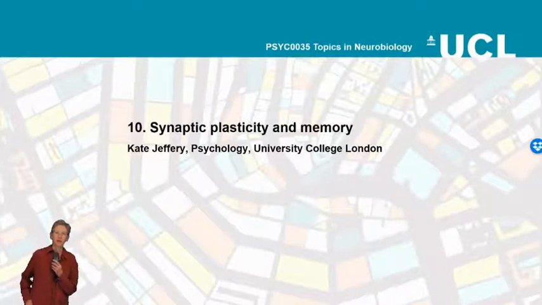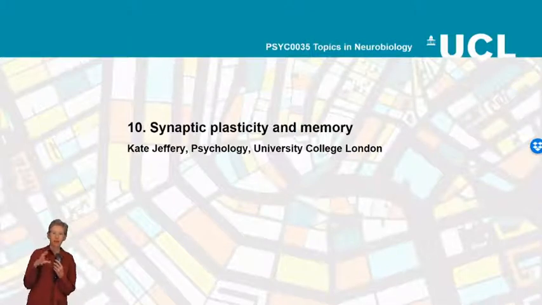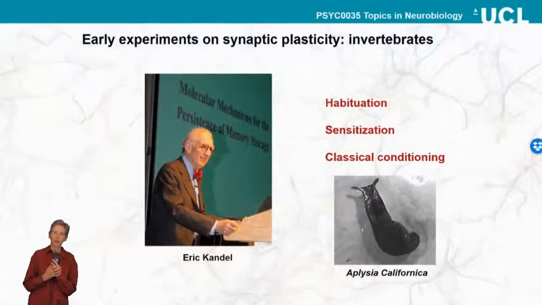In the last topic, we looked at synaptic plasticity and the idea that it might be a memory mechanism. So what I want to do in this topic is look at the early experimental evidence that this might be the case. In a later topic, we're going to look at more recent studies using new methodology, but for now we're going to start with the original studies. And this work really began with Eric Kandel's work in the 1960s.